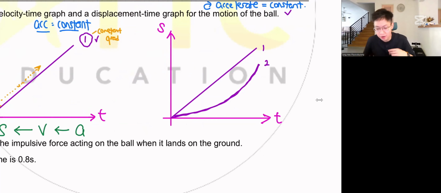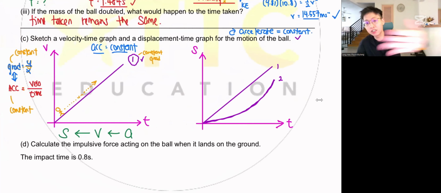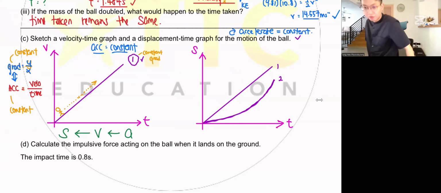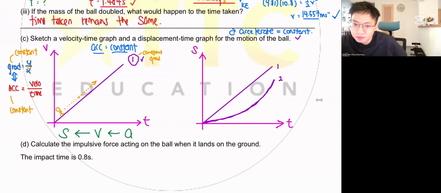What is the question? OK, sketch the velocity-time graph and the displacement-time graph. So now the velocity graph, okay, I drew already. Now I want to draw the displacement-time graph. So I give you these two lines. Which one is correct? The first one or the second one?